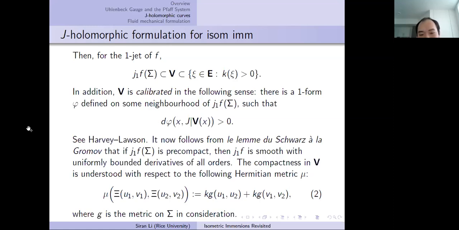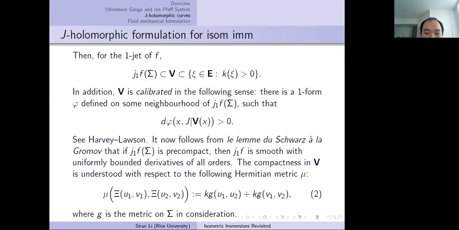Okay, so once we have the boundedness and the calibration, it follows from Gromov's Schwarz lemma that J1F is precompact, and also J1F is smooth, and it has uniformly bounded derivatives of all orders. So the compactness of V is understood with respect to the Hermitian metric mu on this bundle component V. So this mu is as follows: basically it is just g, but weighted by the square root of sigma 2.